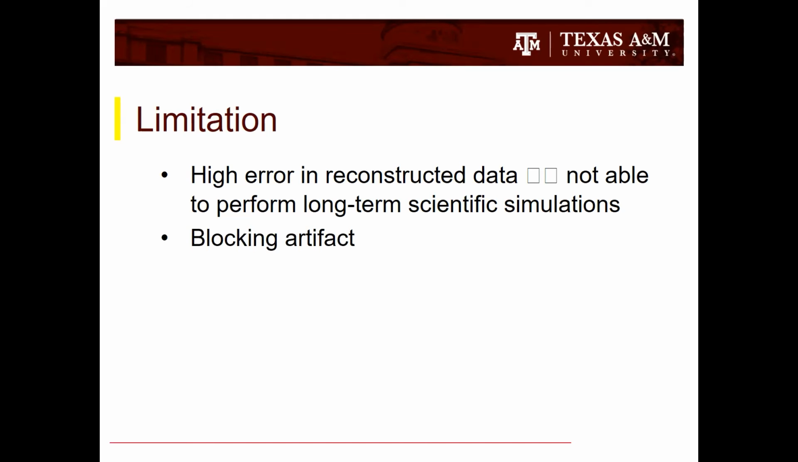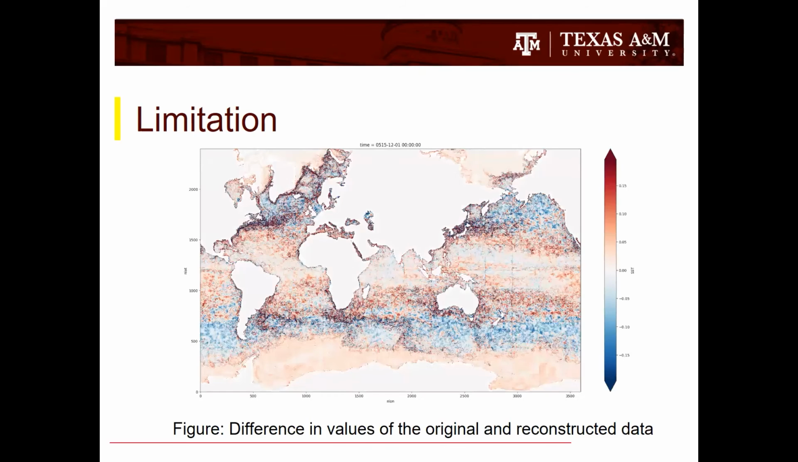The blocking artifact is also a problem for the reconstructed data. As you can see from this figure, it shows the difference between the values of the original data and the reconstructed data. Right here, you can see some blocking artifacts. So we are trying some interpolation methods to reduce this artifact.